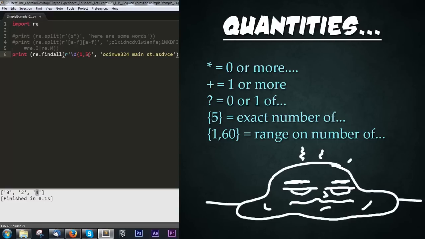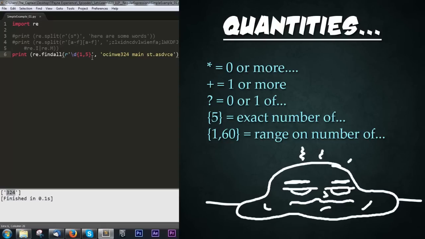And it's going to be saying a minimum of 1 or a maximum of 5 digits is what we're looking for. So let's go ahead and save this and run it. And now it spits out a list of just that 1324 number. Perfect. We're on our way. So again, the squiggly brackets determine the range, and then the \d determines that we're looking for digits.